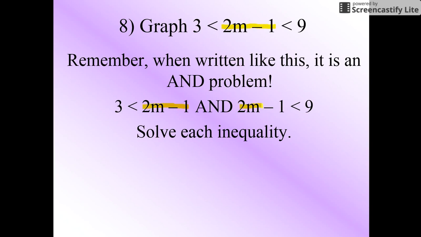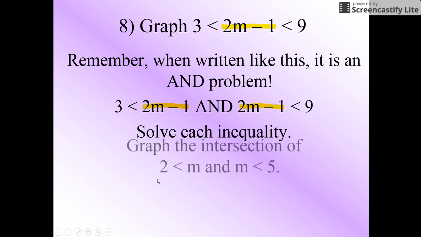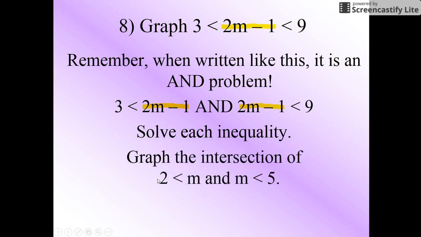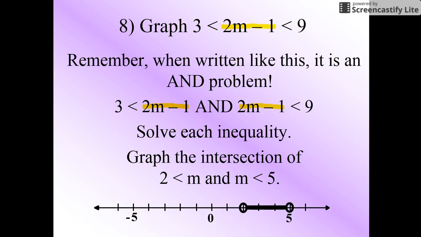Solve for m. Then we want to graph the intersection, which is 2 is less than m and m is less than 5. You'll notice that they're both open circles. First one's at 2, the second one is at 5. Because m is in between, we want all of the solutions between 2 and 5.